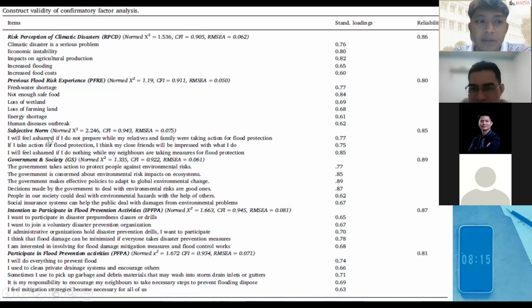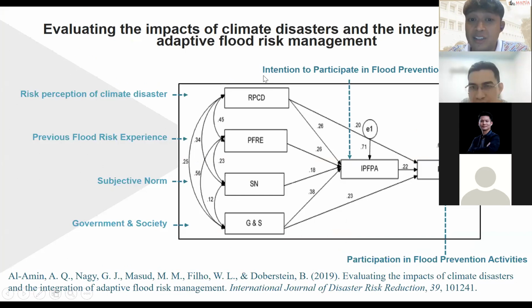This is the questionnaire. Look at the one, subjective norm. Is there a value for subjective norm? No, no value. So subjective norm should be what? Unobserved, right? Latent. It should be latent here. Your government and society, it should be what? Latent, right? Because you cannot see it here. So in here, this should be what? Oval. It should be oval, you know.